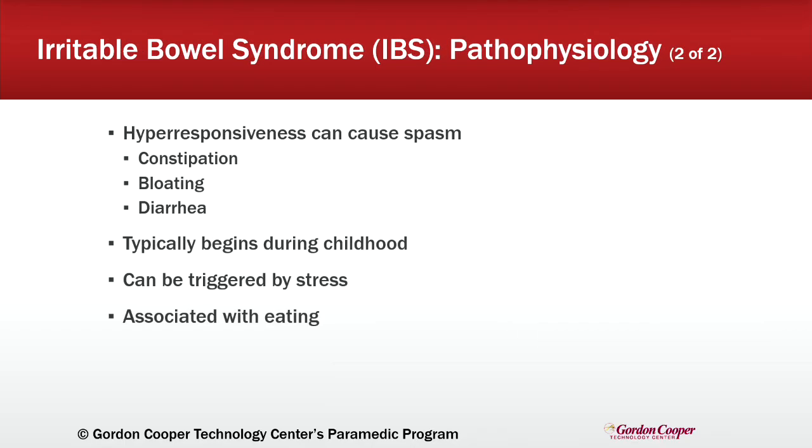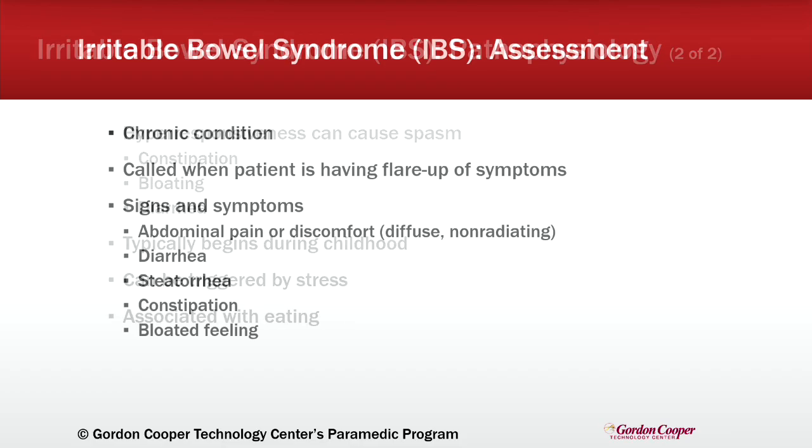Hyperresponsiveness of the bowel can lead to spasms, which may stop the fecal movement, causing constipation and bloating. That may also cause too rapid a fecal movement, leading to diarrhea. IBS typically begins in childhood and can be triggered by stress and is often associated with eating. So typically these episodes happen shortly after eating.